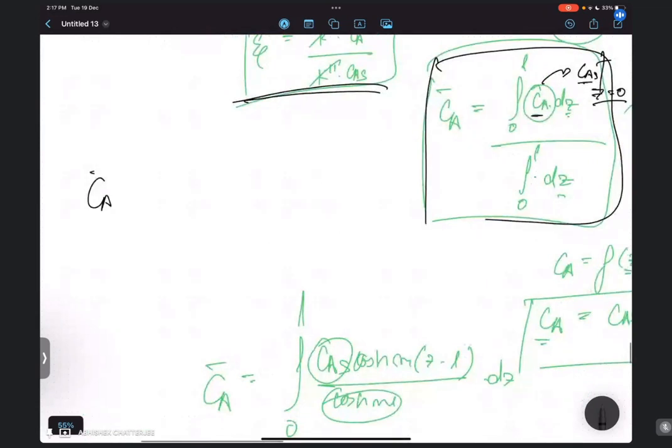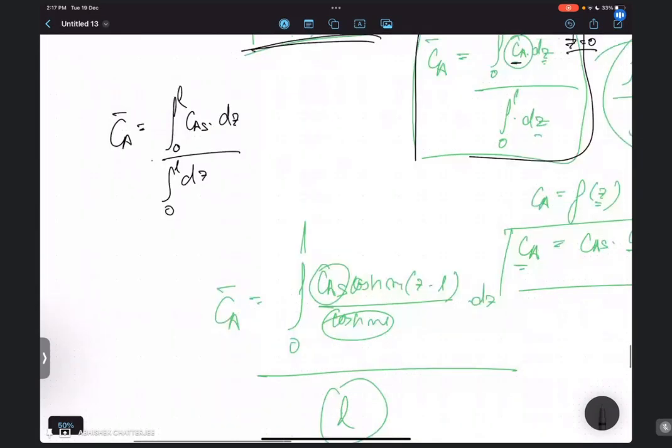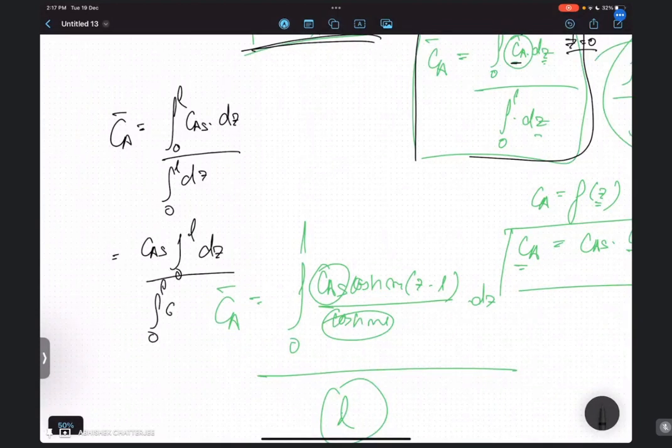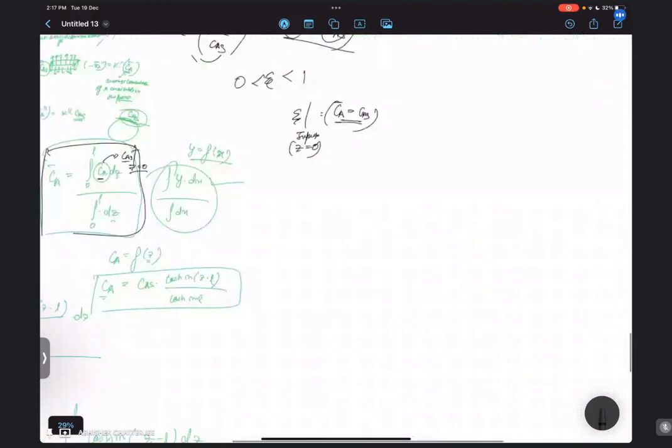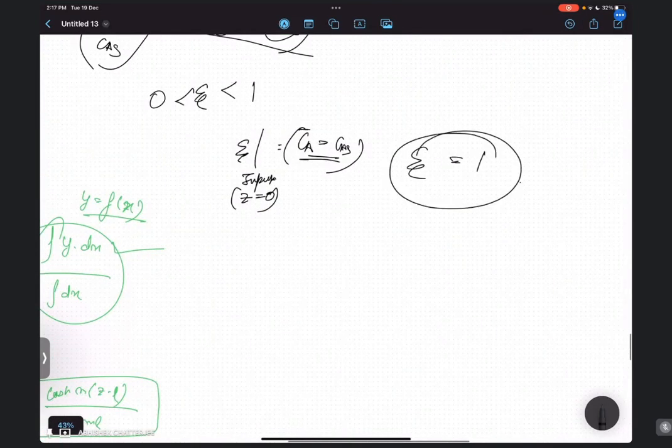हम क्या बोल रहे हैं, समझ में आ रहा है? ये अगर CAS हो गया और ये dz हो गया, इसका 0 to L, इसका 0 to L, this CAS is a constant, no? So this will come outside the integration. This will now become like this, dz. So this will cancel out. This CA bar will also be equal to your CAS. And if your CA bar is equal to your CAS, then this effectiveness factor will be equal to 1 at input, or at entrance.